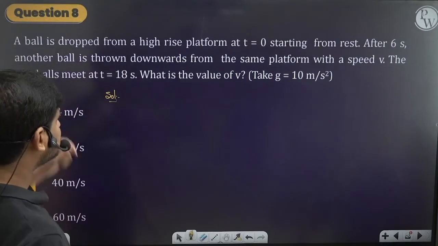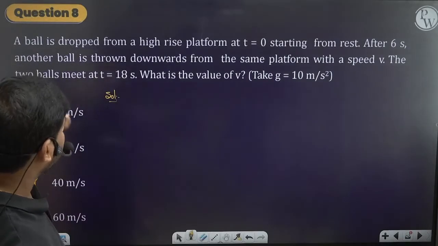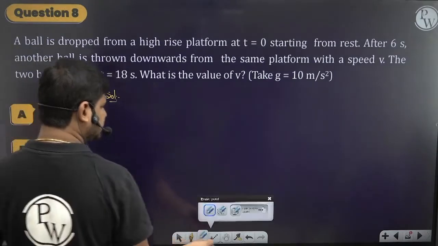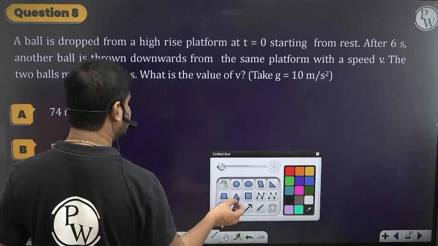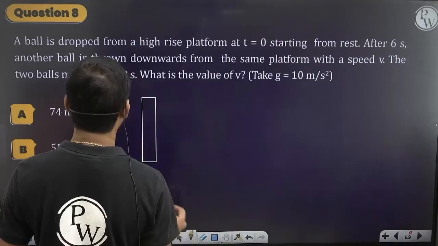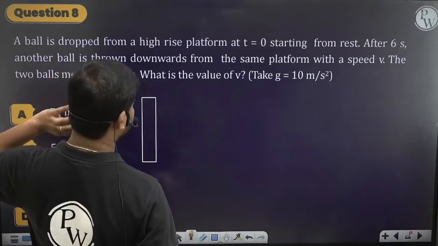A ball is dropped from a high-rise platform at t = 0, so starting from rest. High-rise platform means let's consider that as some building. So consider this is a building. From there a ball is dropped at time t = 0.